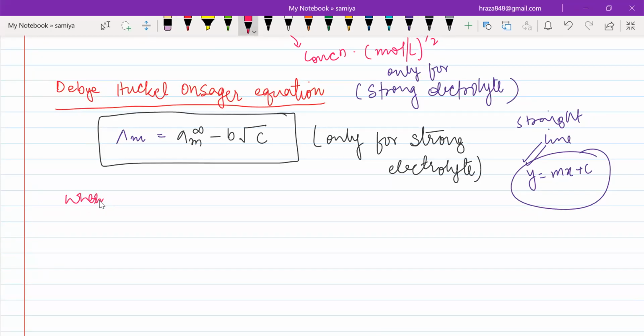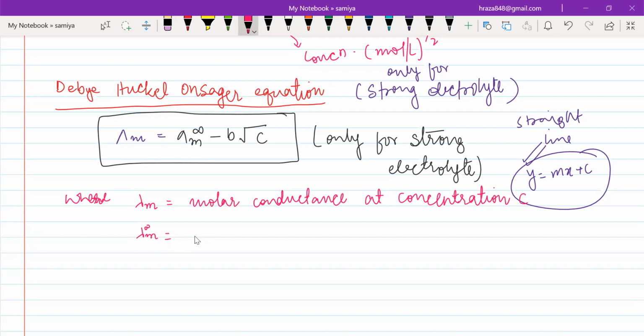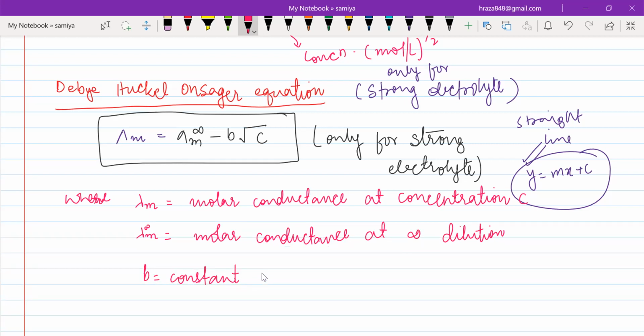Now where lambda m equals molar conductance at concentration C, lambda infinity m is equal to molar conductance at infinite dilution, and B is basically a constant. B is constant. Please write.